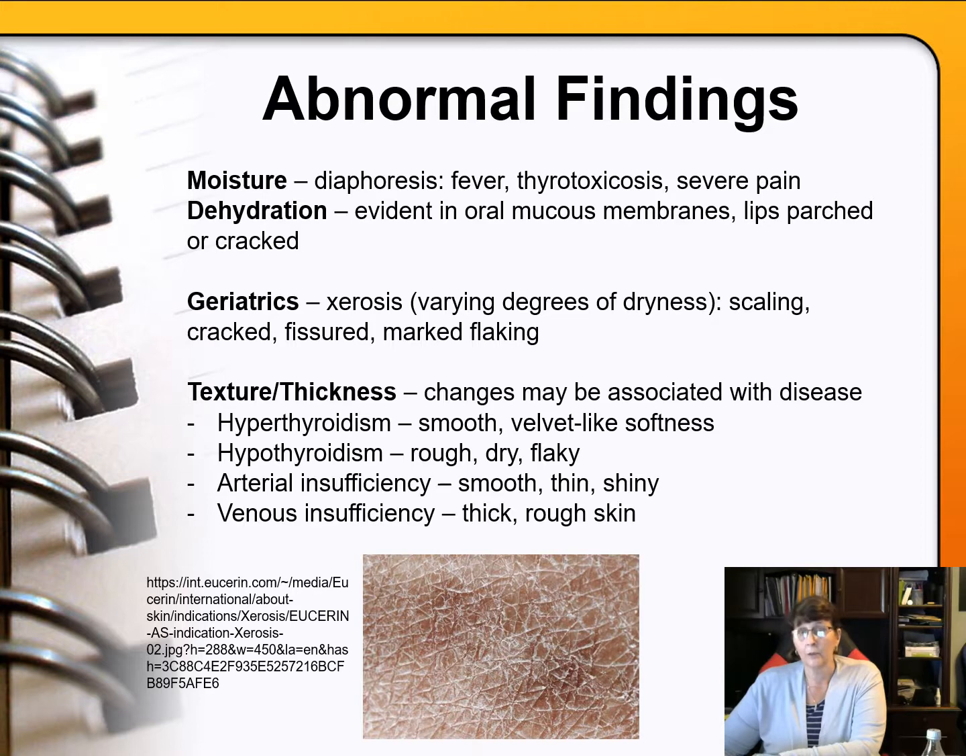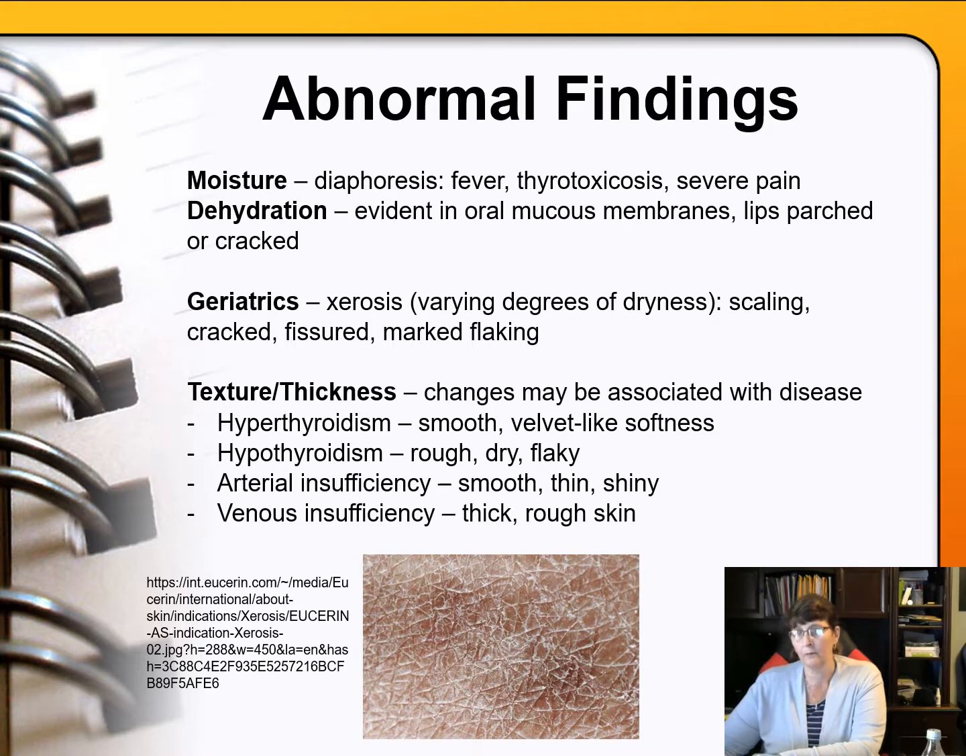Texture and thickness, those could be changes associated with diseases. Hyperthyroidism, it's going to be smooth and velvet-like. Hypo is going to be rough, dry, and flaky. Arterial insufficiency is that smooth, thin, shiny skin like I showed in those other pictures. And then venous insufficiency is very thick, tough skin. You see that a lot in stasis ulcers of the lower leg. The picture below here is of that varying degree of dryness, and when I looked up xerosis, this is the first picture that came up.